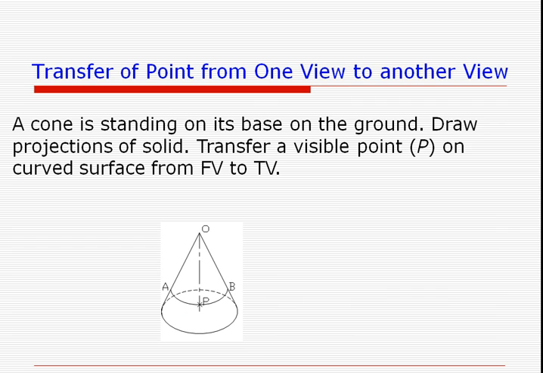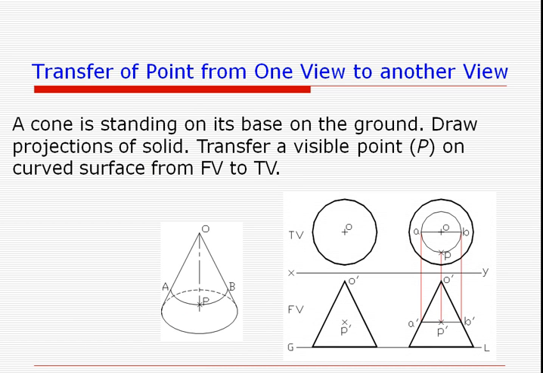Now we take the case of the transfer of a point on a cone. When the point is similarly placed as it was in the previous pyramid problem, so it is lying on the vertical generator, the generator which is visible in the middle as vertical, there is a special procedure. We draw a horizontal line passing through this P dash, as shown here. Corresponding to that we obtain a circle.